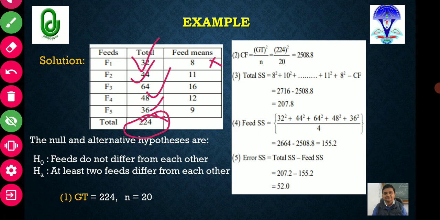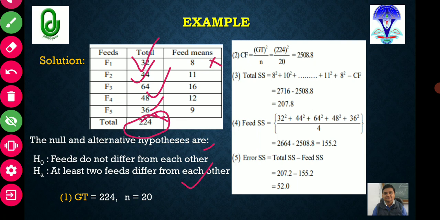Now just before that you have to state the hypothesis. Our null hypothesis: feeds do not differ from each other. And alternate hypothesis: at least two feeds are differing from each other.